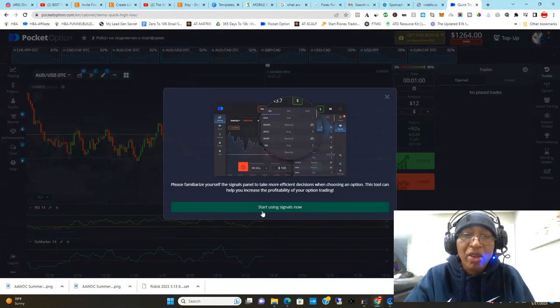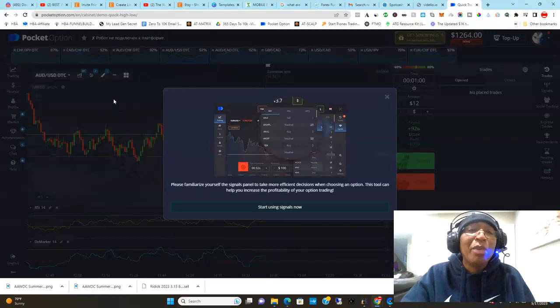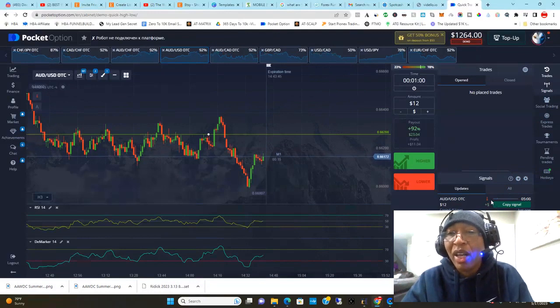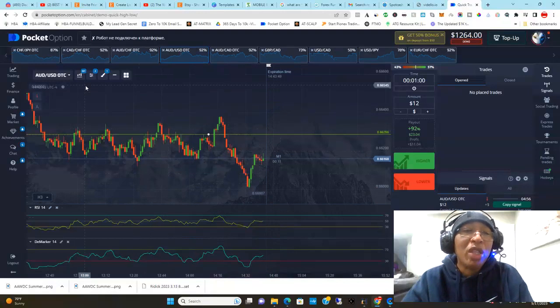They're telling me here you can start using signals now. Pocket Option provides you signals. For those of you who don't want to spend your time trading, you can sign up for this. It's free. You just come here and select start using signals, and you can copy signals from other traders. There are a lot of perks that come with some of these platforms.